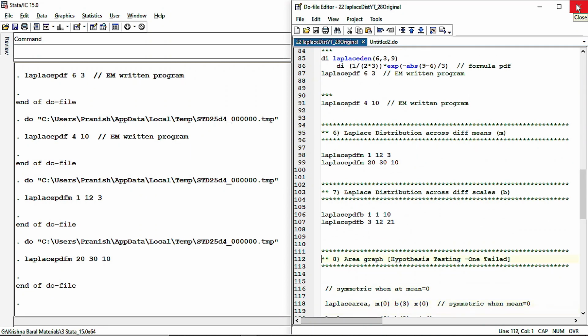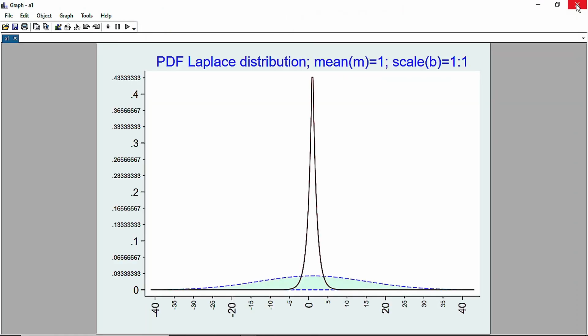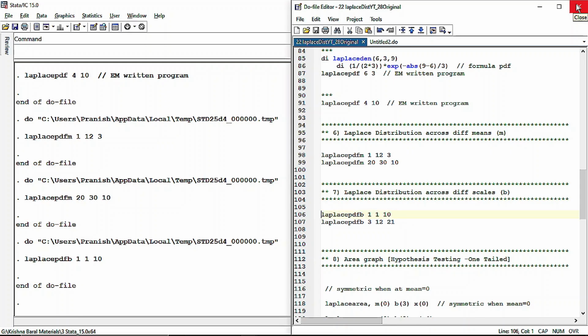Now let us change the scale parameter and see what the nature of the Laplace distribution graph is. What does it look like? For the mean or location parameter 1, we are going to change the scale parameter from 1 to 10, and let us see what the graph looks like. Now let us repeat the process for m to be 3, and the scale parameter b is going to increase from 12 to 21. As the scale parameter increases, the variance of the distribution also increases.